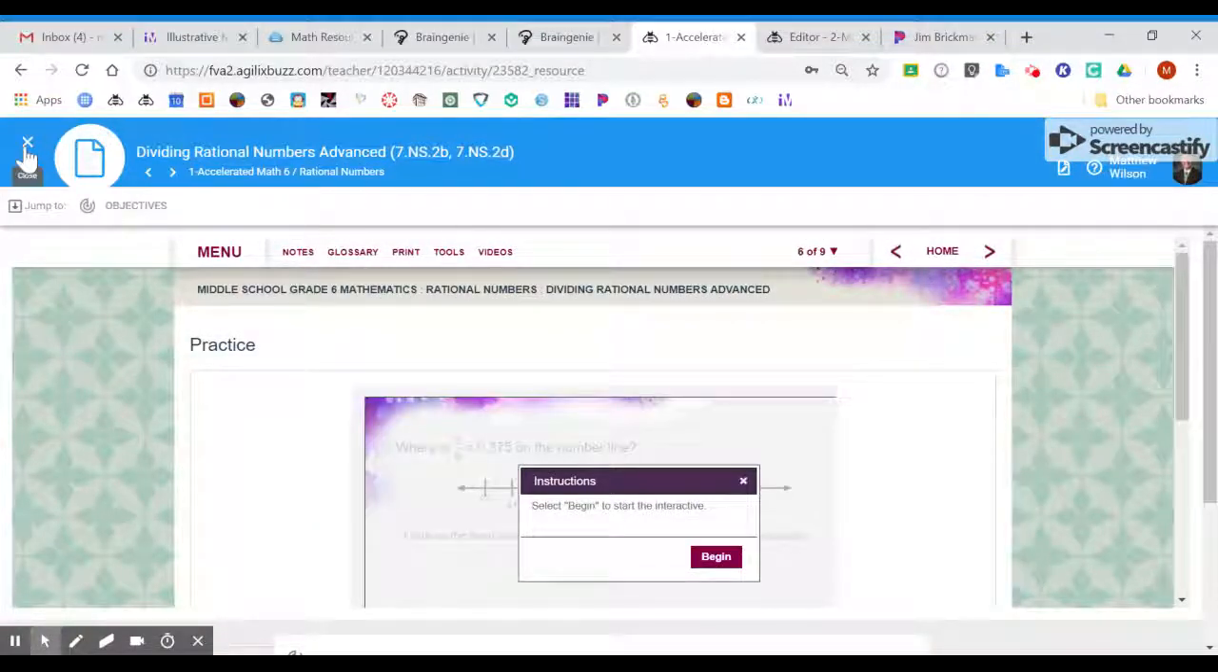And those are additional highlights and points that I would ask you to be able to do on your DBA for Module 3, rational numbers.